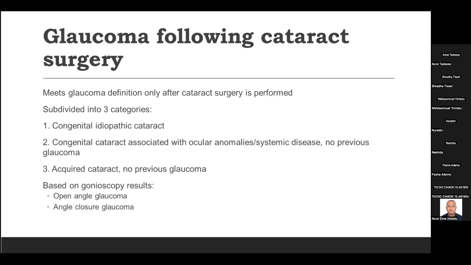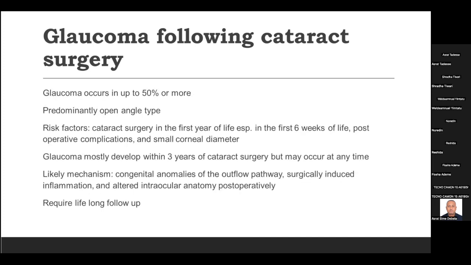Based on gonioscopy, it can be open angle or angle closure. Following cataract surgery, glaucoma can occur in up to 50%, and it's predominantly open angle. Risk factors are when the cataract surgery is done in the first year of life, especially within 6 weeks of life, if there are post-op complications, and if the child has a smaller corneal diameter. The likely mechanism is congenital anomalies of the outflow pathway, surgically induced inflammation, and altered intraocular anatomy post-operatively.